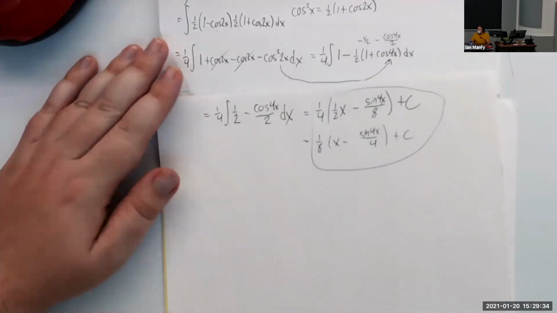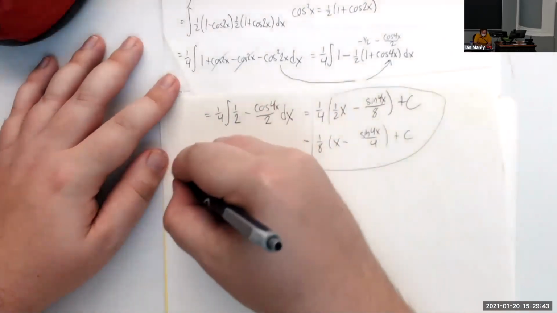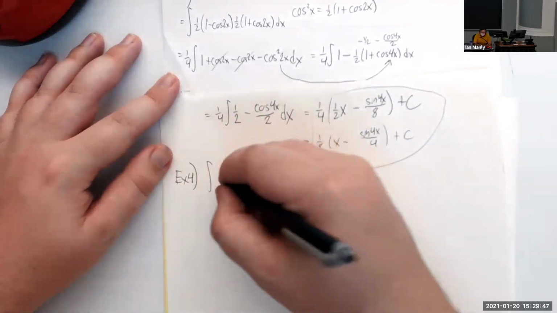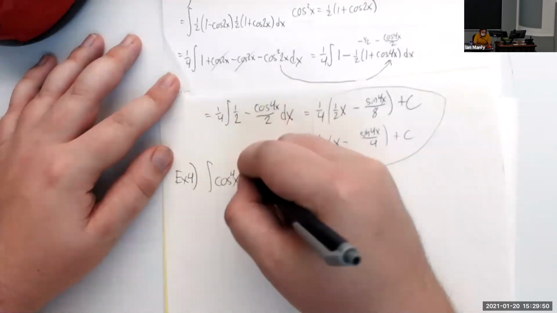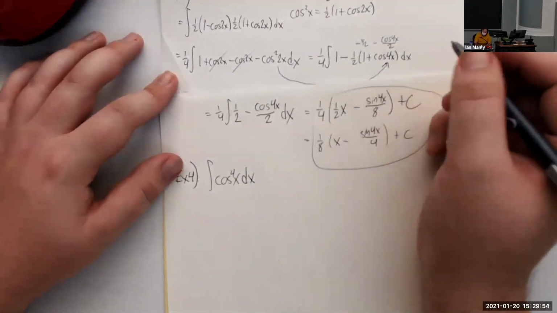All right. Yeah, so pray that we get case 1. I'll fully admit that case 1 is definitely easier and less time consuming than this one is. All right, so example 4. So this one, I'm just going to do the integral of cosine to the 4th of x. There's no sine here.